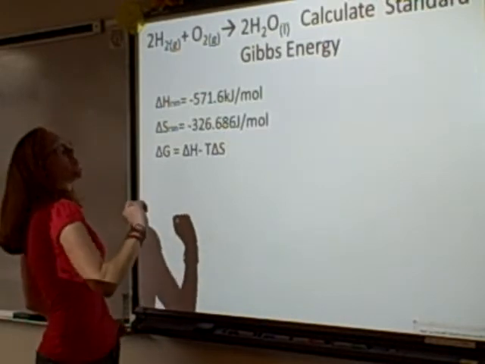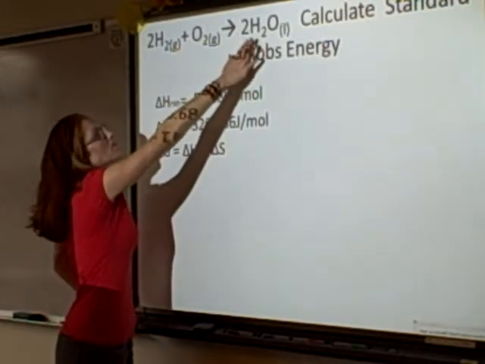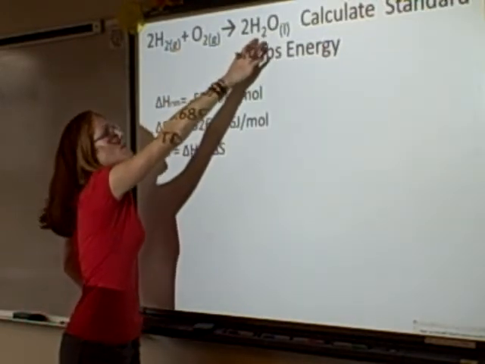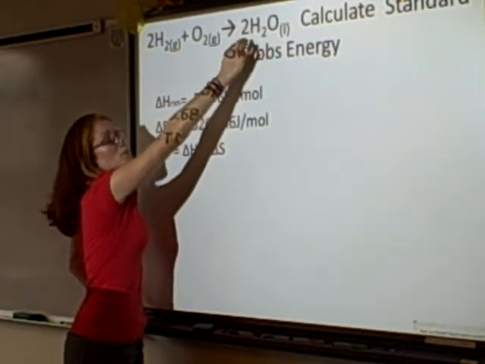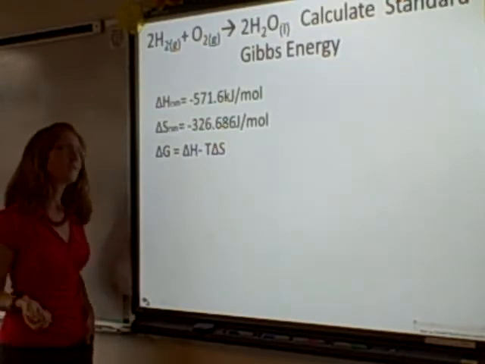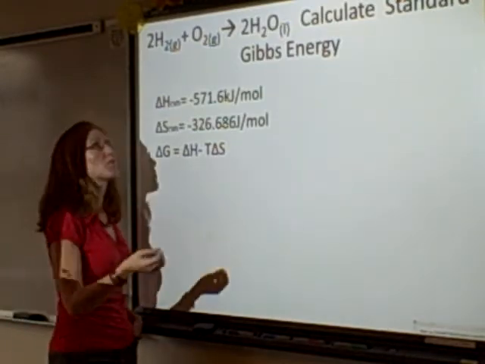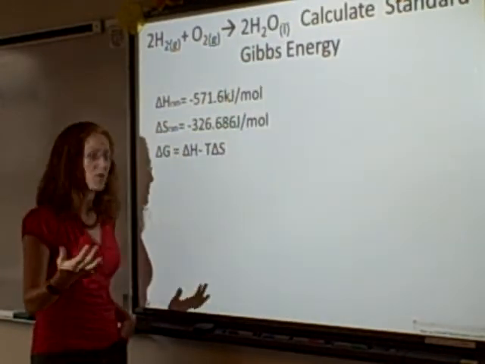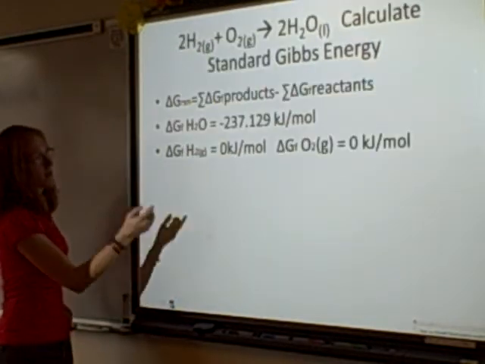Had we recognized immediately that this was a formation reaction, that it was twice a formation reaction, we're making 2 moles of a compound from elements under their standard conditions, we could have just said, hey, what's the Gibbs of formation of liquid water? And double it, which is basically what we did on this step.